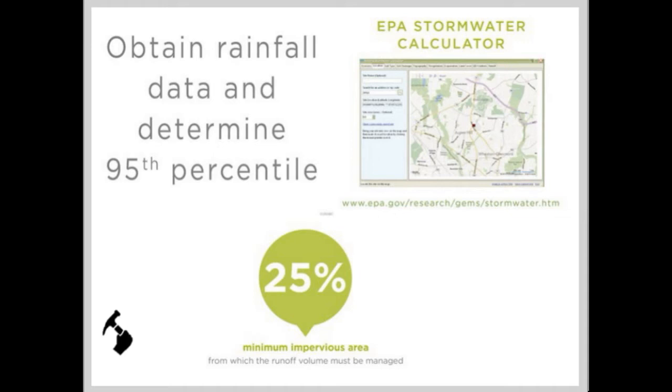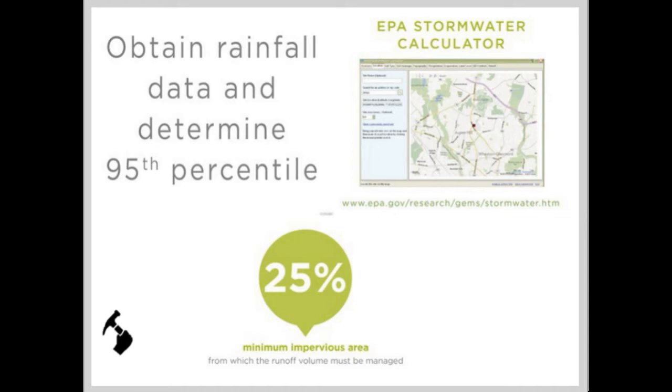Now let's take a look at implementing this credit. The responsible parties for this credit include the landscape architect and the civil engineer. The project team should first obtain rainfall data for the project location for at least 10 years of historical rainfall data, or as much historical data as possible from all seasons to account for season variability.